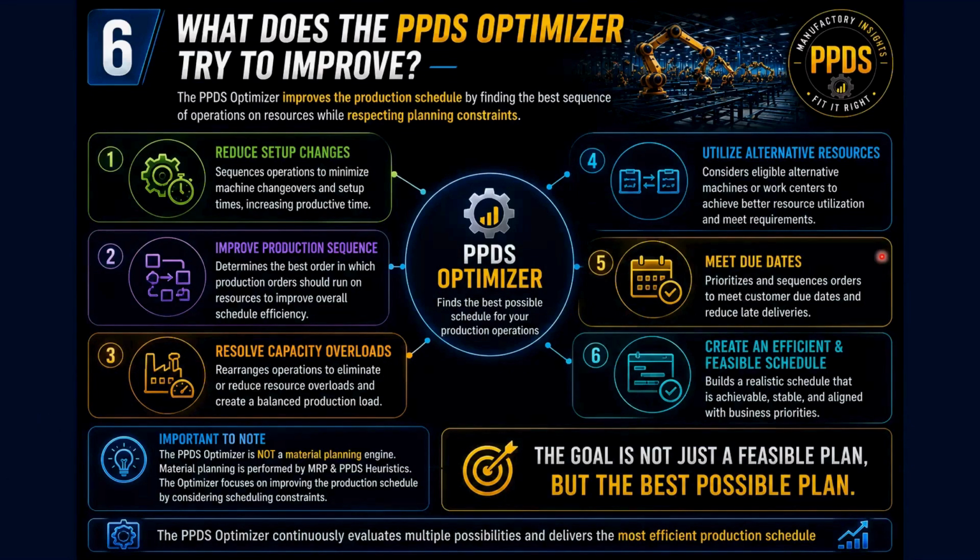on the shop floor. One point to remember is that the PPDS optimizer is not a material planning engine. Material planning is normally completed earlier through MRP and PPDS heuristics. The optimizer focuses only on improving the detailed production schedule. So, the goal is not just a feasible schedule, but a better schedule.